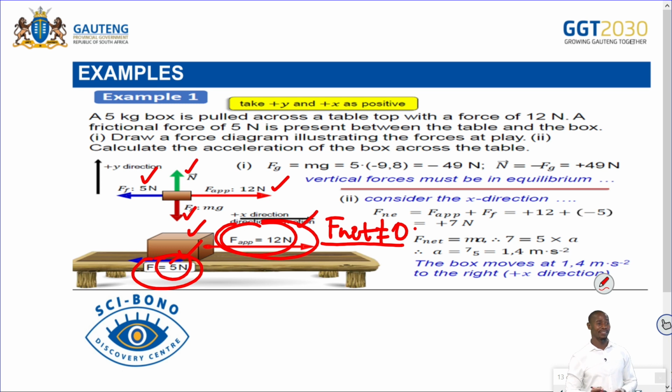So they want us to calculate the acceleration. So how are you going to calculate acceleration? Remember, this is application of which law? Newton's second law. Why am I saying that? Forces are not balanced. F net is not equal to 0, right?